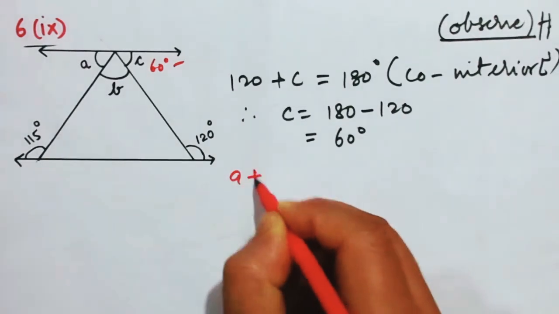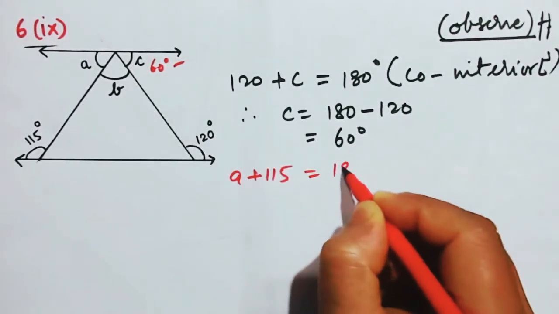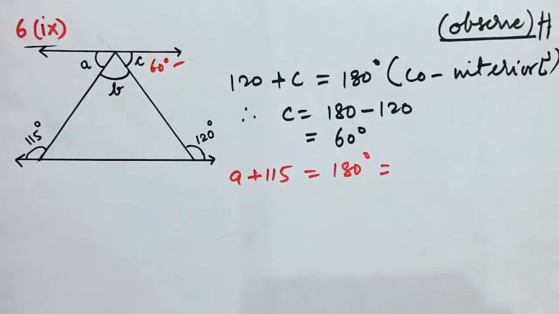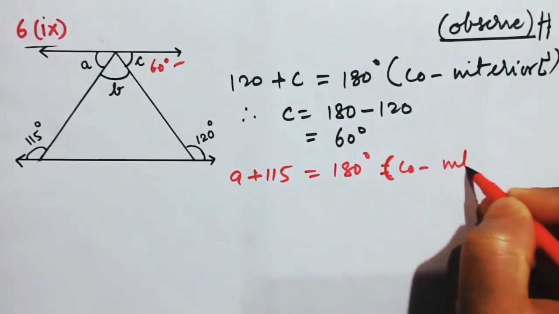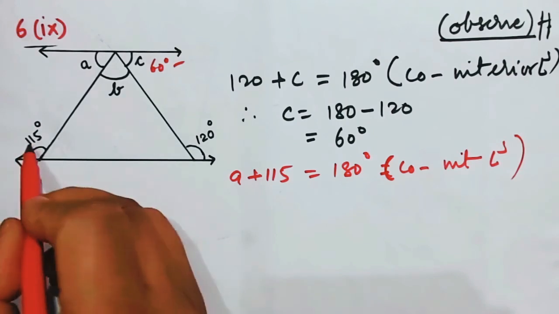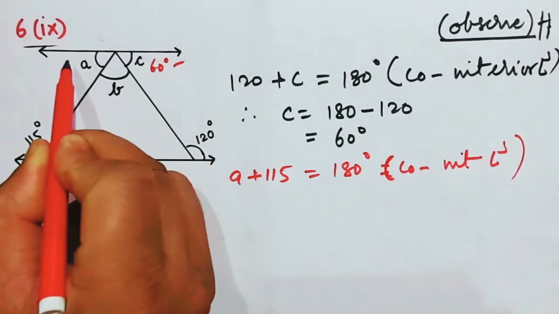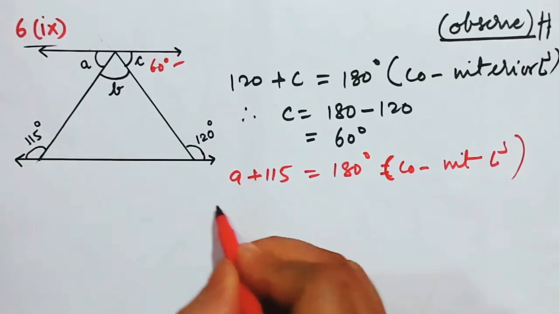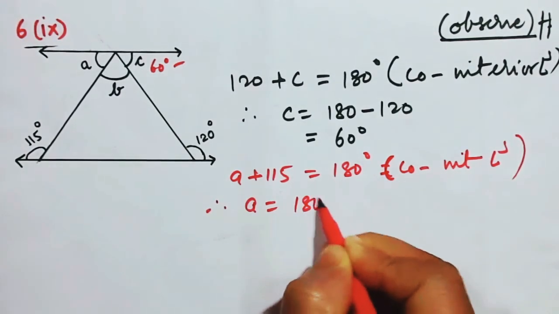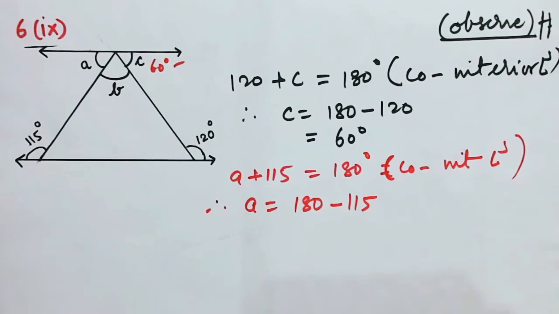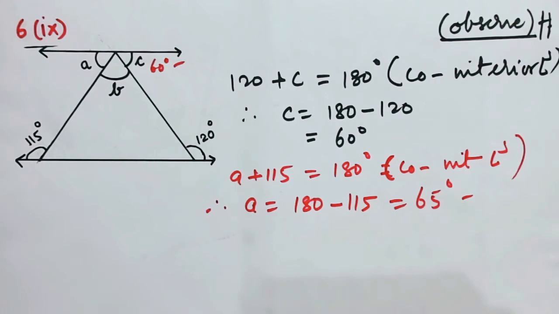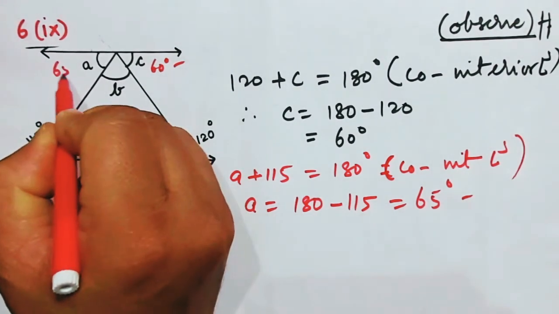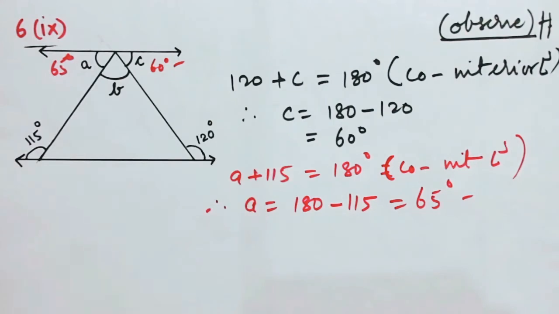Now I'll apply the same method over here once again. That is A plus 115 will be equal to 180 degrees, isn't it? So A, why? And what is the reason for that? Co-interior angles. They are co-interior angles. Why? Because they lie between two parallel lines. Therefore, A will be equal to 180 minus 115, which is 65 degrees. So I found out the value of A also as 65 degrees, and the value of C as 60 degrees, isn't it?